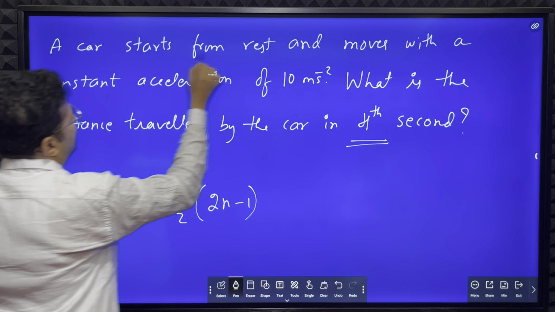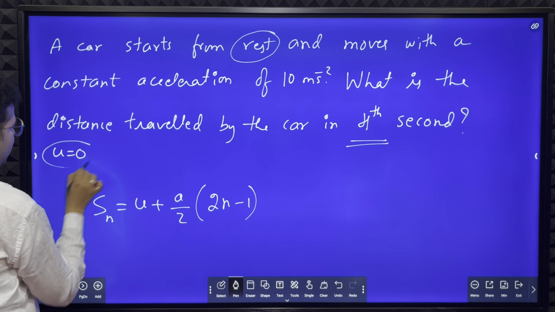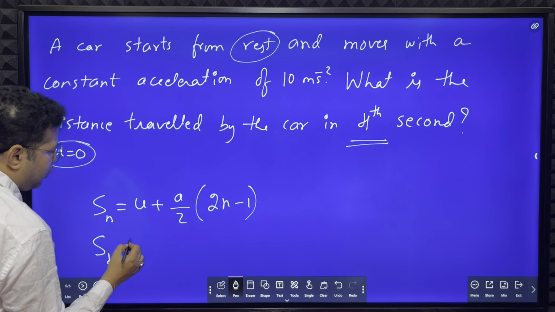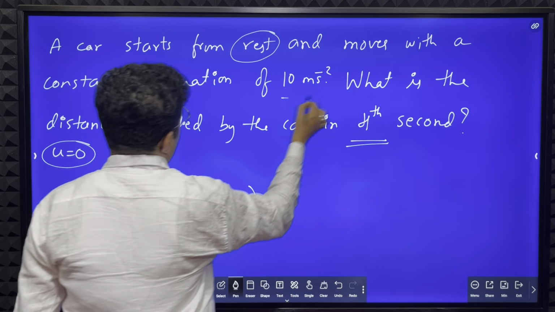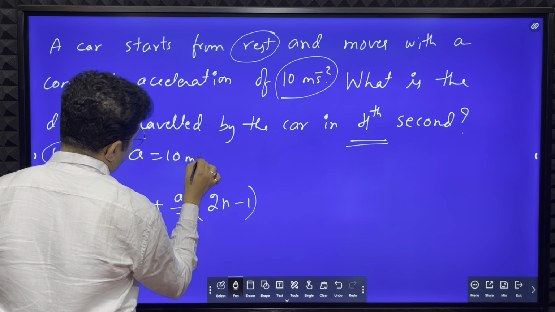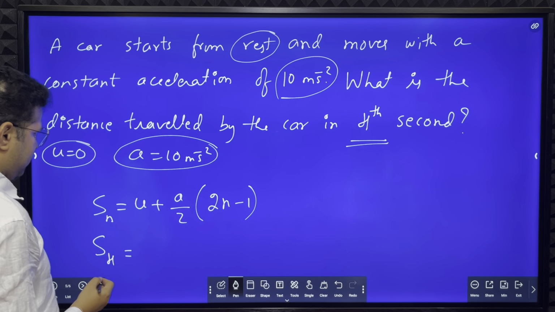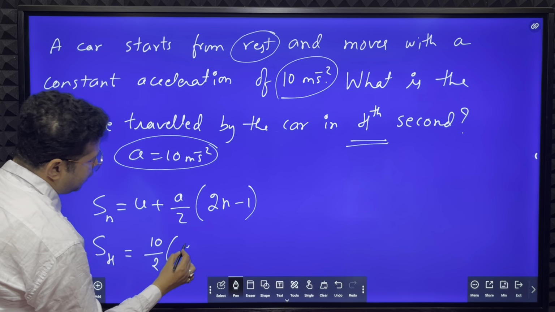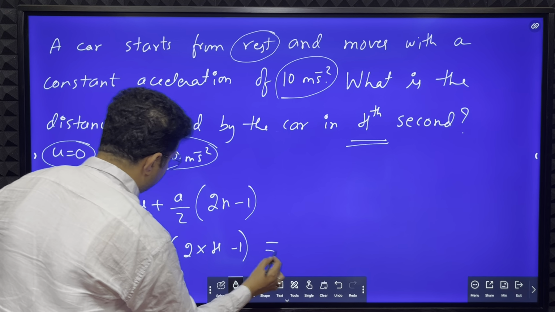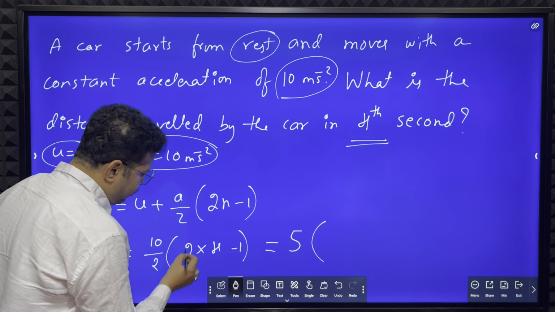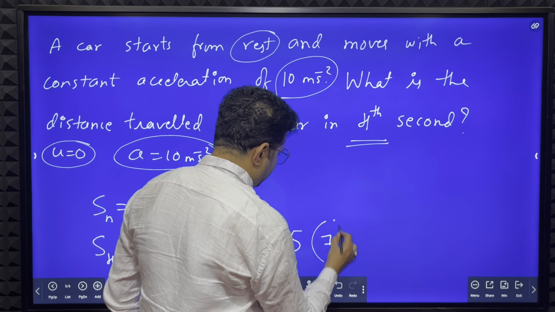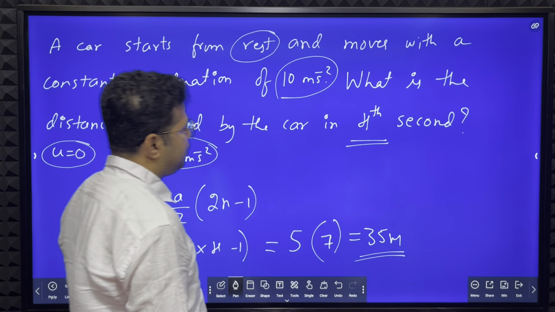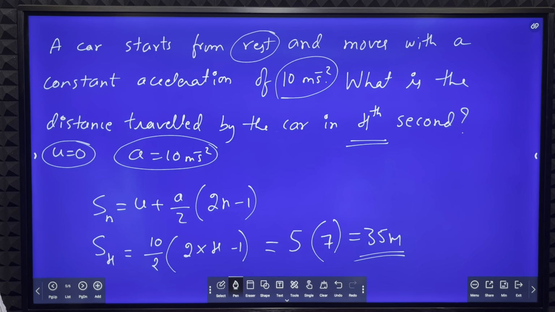A car starts from rest means initial velocity is 0. So S4, nth second meaning fourth second, is equal to u, which is 0, plus a by 2. Acceleration is 10 meter per second square. So 10 by 2 into 2n, that is 2 into 4, minus 1. 10 by 2 means 5, into 2 into 4 is 8, 8 minus 1 is 7. So 7 into 5 is 35 meter. So the distance traveled by the car in fourth second is 35 meter.